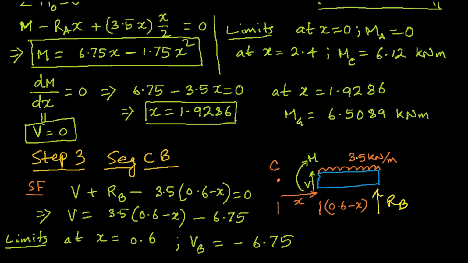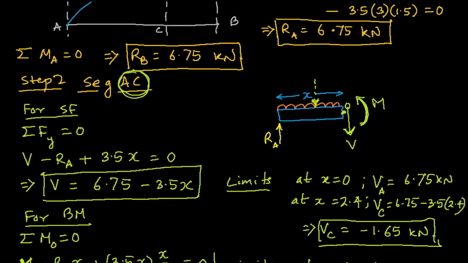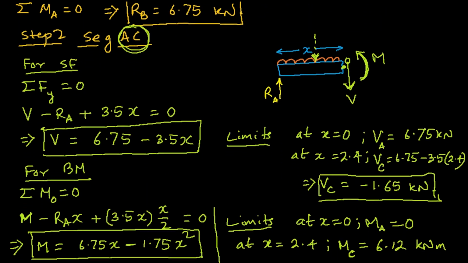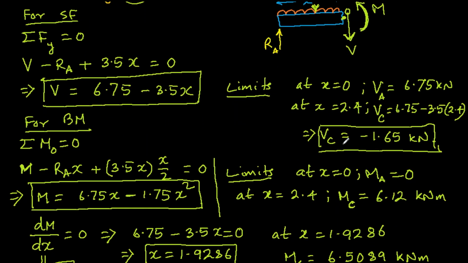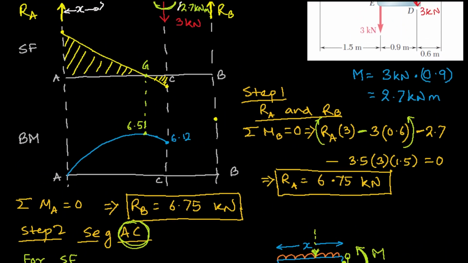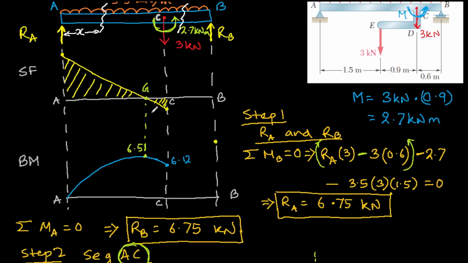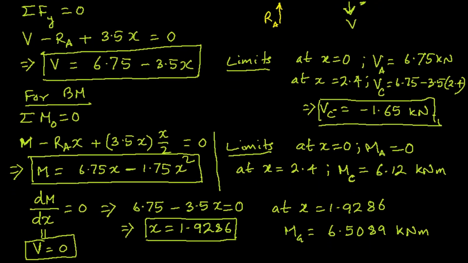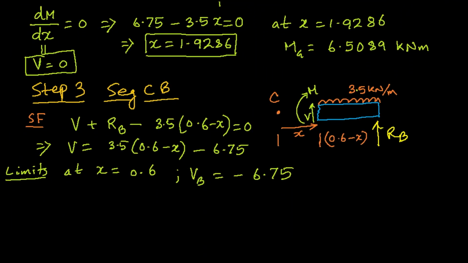so now V at, I'll just tell you one thing. Here we wrote V at C, right? So generally the practice is that you write V at C minus. That means just before this C point, as you are coming from the left side, it's the value in the limit. Because on the right side there will be a discontinuity because of this 3 kilonewton force. So that's how you will have to write V at C plus now.